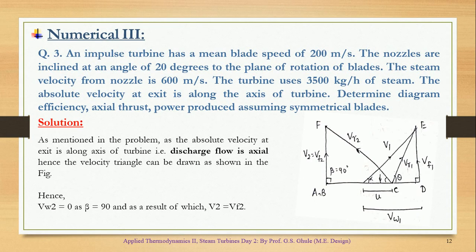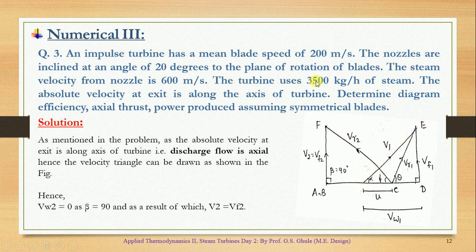Okay, now let's solve numerical number 3. Now what have they given? An impulse turbine has a mean blade speed of 200 meter per second, so this is the value for U. The nozzles are inclined at an angle of 20 degrees, that means the value for alpha is 20 degrees. The steam velocity from the nozzle is 600 meter per second, so this is nothing but my value for V1.